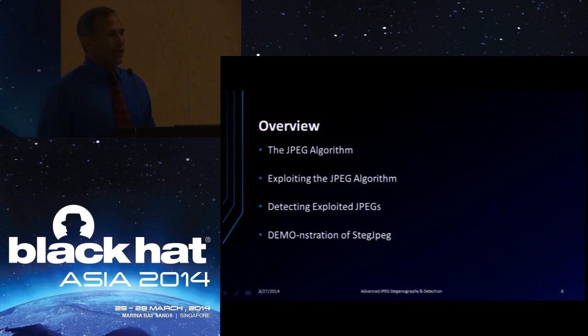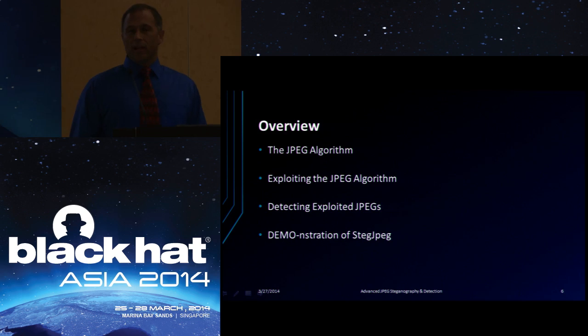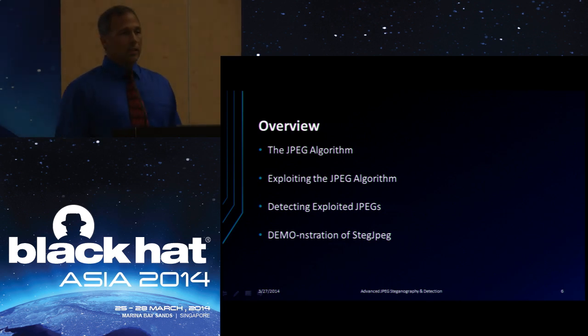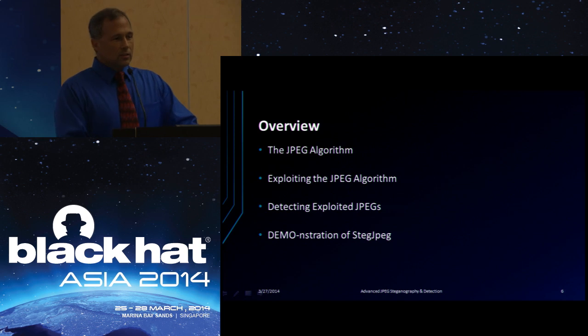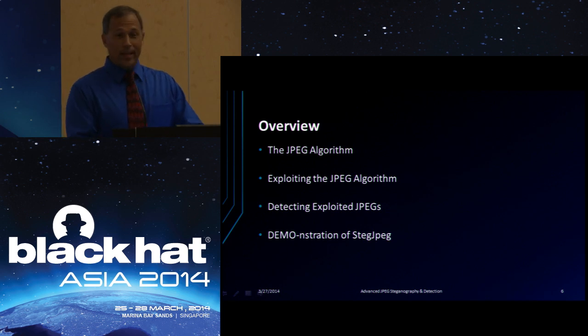So here's what we'll talk about today. We'll overview the JPEG algorithm, then how to exploit it for hiding. I think I've got about 10 different techniques to talk about. And then how to detect exploited JPEGs. And then if we have time, we'll do a demonstration. I've got about 150 slides, so we'll have to go really fast. I'm kidding. That makes 85 not sound so bad.